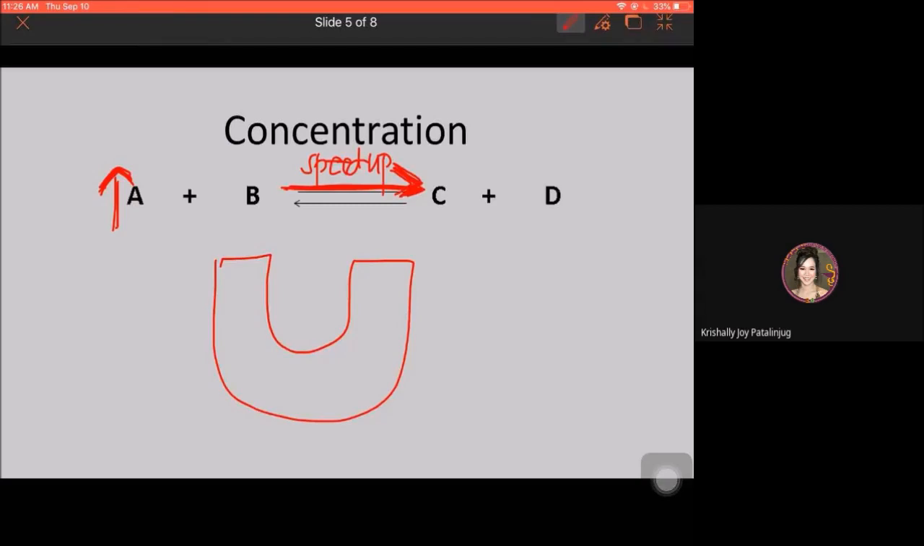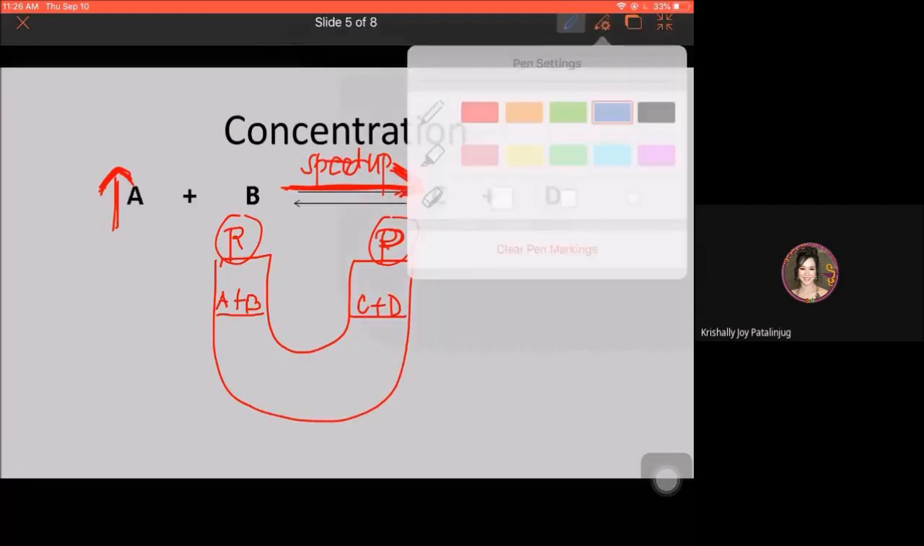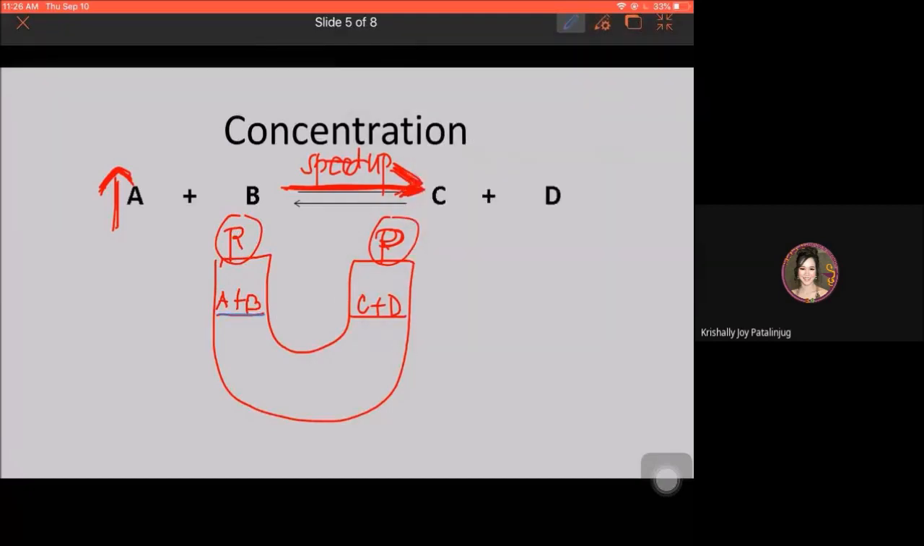U-tube, filled with equal amounts. For example, here is the reactant side, and here is the product side. Say for example, here is A plus B, because it's the reactant, then here is C plus D. They say that at chemical equilibrium, they are equal. Right? Equal. Let me use a different color. There. Equal, because it's chemical equilibrium.